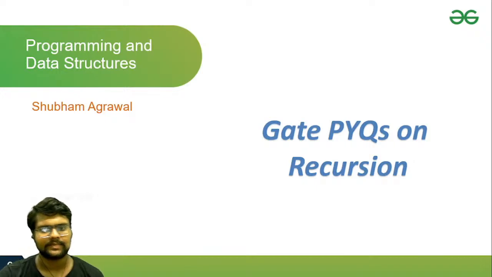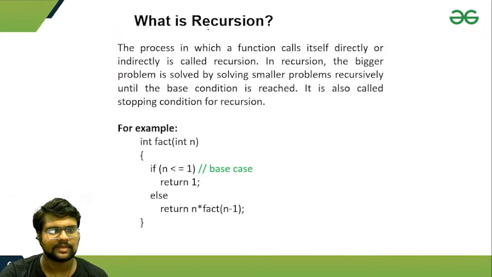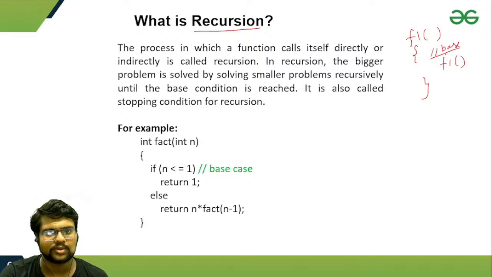In today's session, we are going to cover 8 previous year questions on recursion. In the previous lecture, we have seen about recursion, so let me just recap it. What is recursion? Recursion is a function calling itself. If f1 is there, then we are calling f1 again until some base condition is reached. Here some base condition will be there, so it is to stop the recursion.